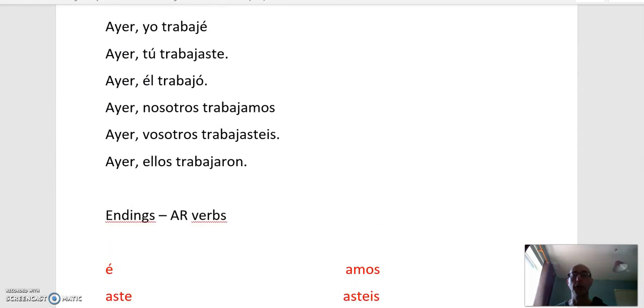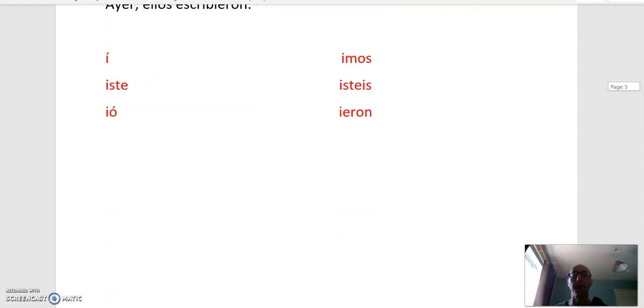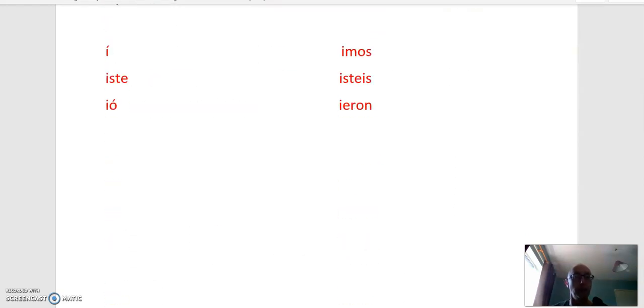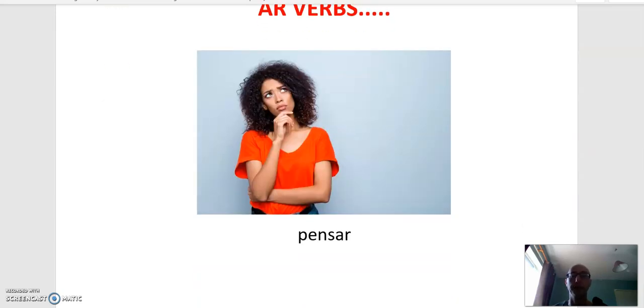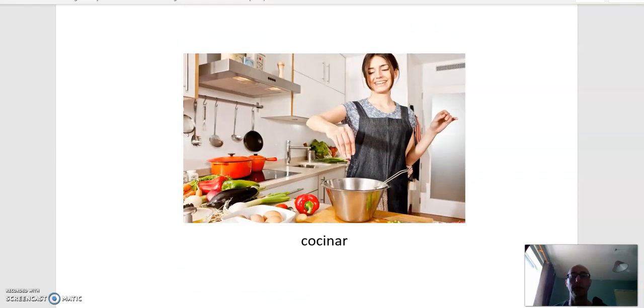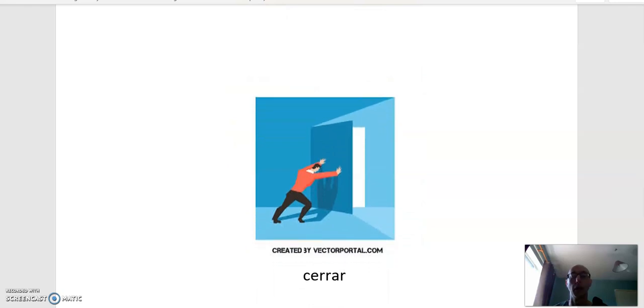So, third person is él o ella. So it's trabajó. Again, don't forget the accent when you're writing it. When you're speaking it, it gives us the emphasis, the O. So let's practice the third person with some of these verbs very quickly. She thought. Ella pensó. She cooked. Cocinó. And he closed. Cerró.